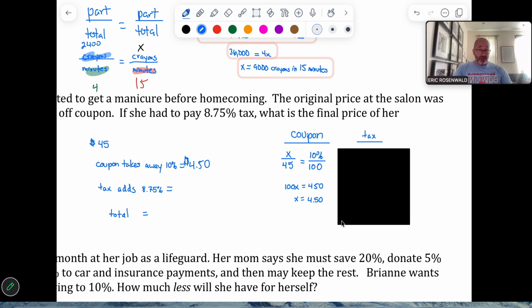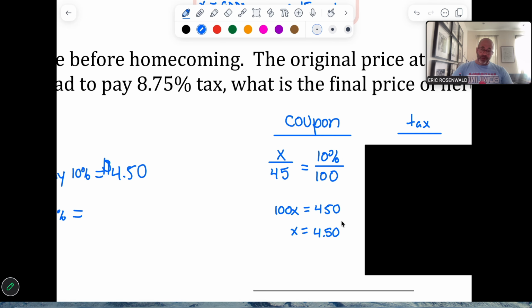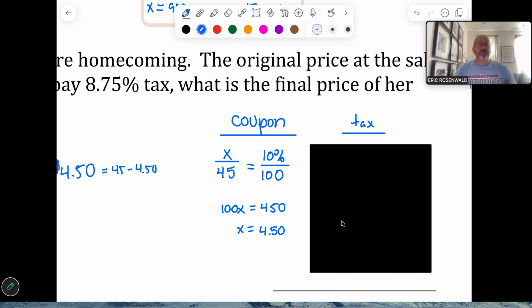So now how much is remaining? Well, if the coupon says $4.50, we're going to take 45 and subtract $4.50. And whatever this total is, we're still going to owe tax on this. So what's the tax? Well, the tax is 8.75%.